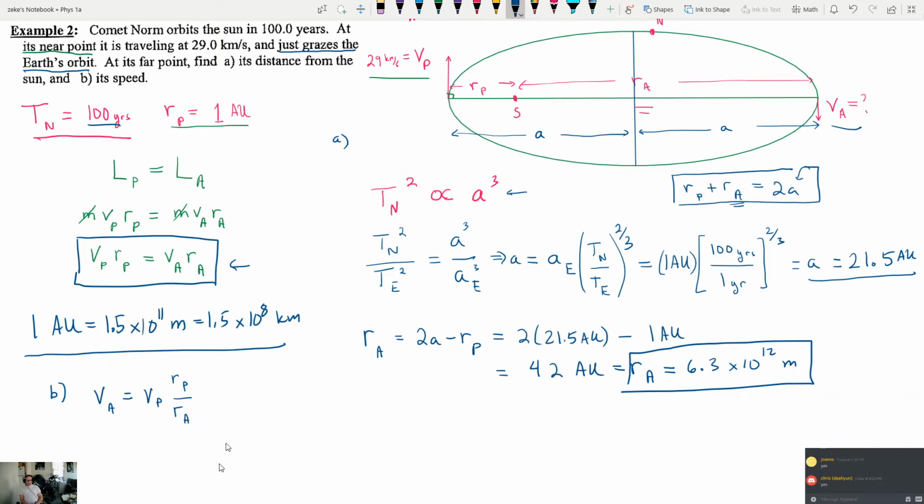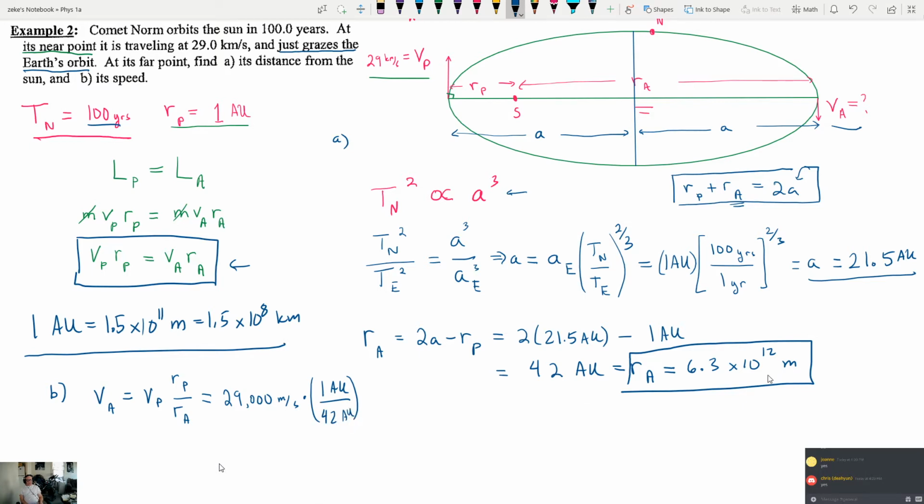And now I realize that I was being silly. I didn't actually have to convert this because it's a ratio. That's okay, though. Velocity at P was given to be 29 kilometers per second, so we can plug that in here. So 29,000 meters per second multiplied by Rp over Ra. I'm just going to leave them in AU because it's going to be a lot less things to write down. So Rp was equal to 1 AU, and Ra was equal to 42 AU.